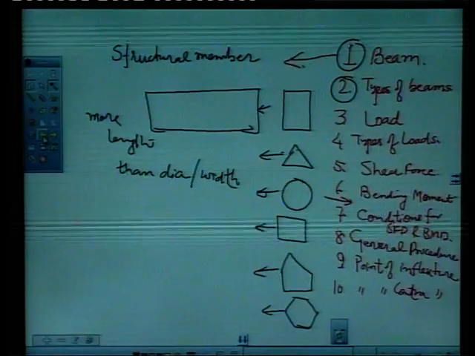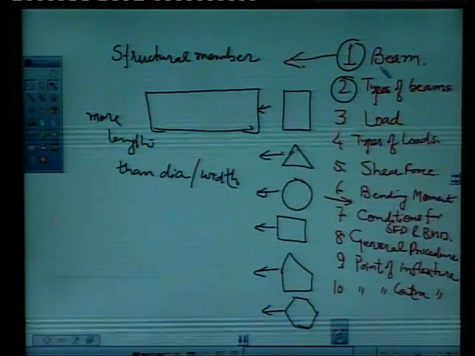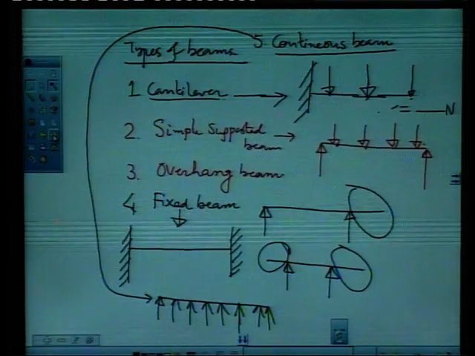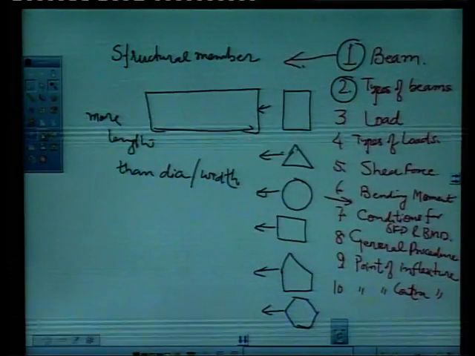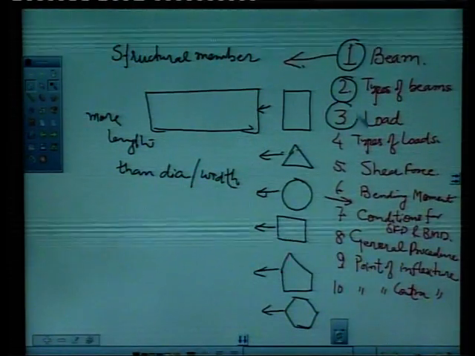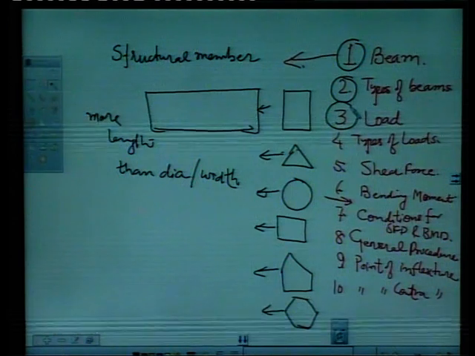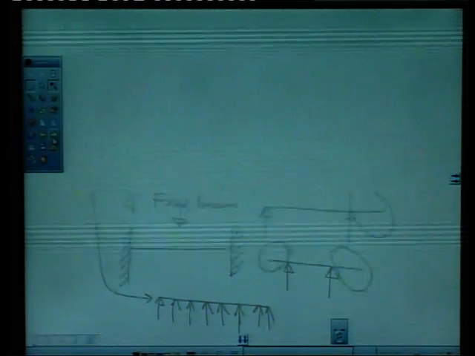So we have discussed what a beam is, this is a beam, and different types of beams we have also discussed here. These are the different types of beams. Now we want to discuss what is load. The third point is what is load.